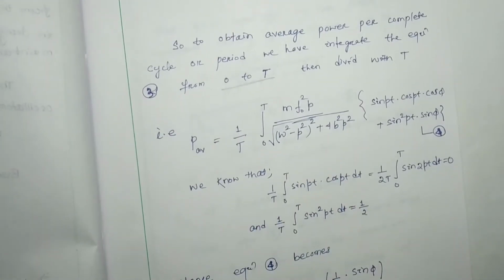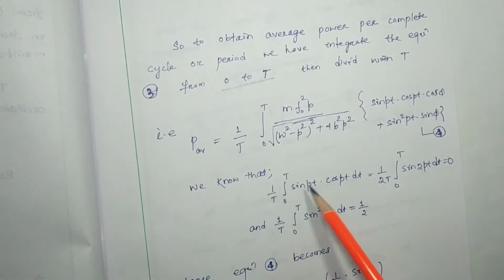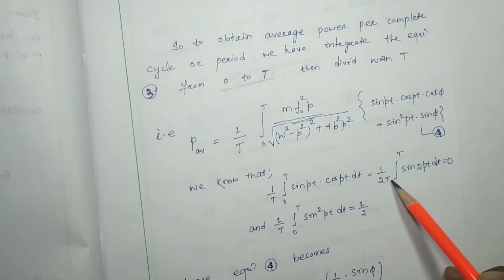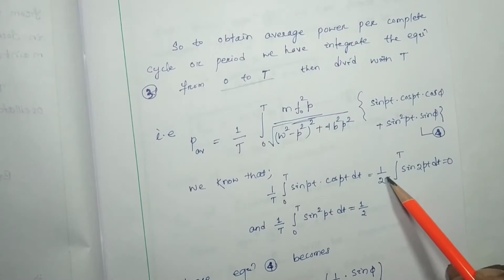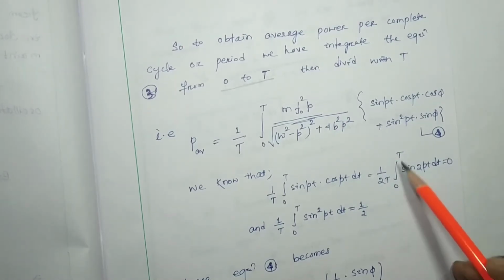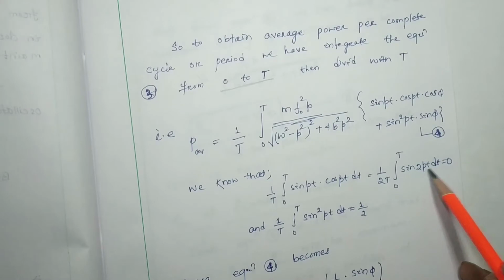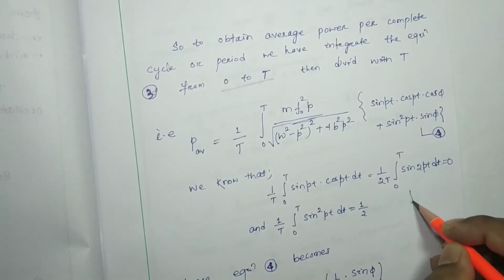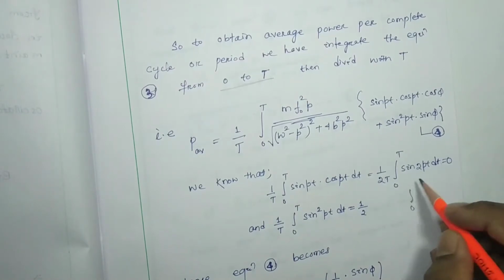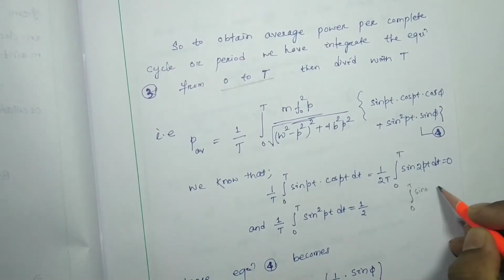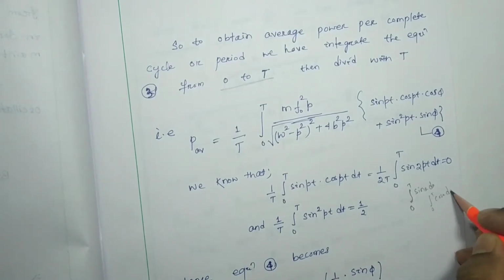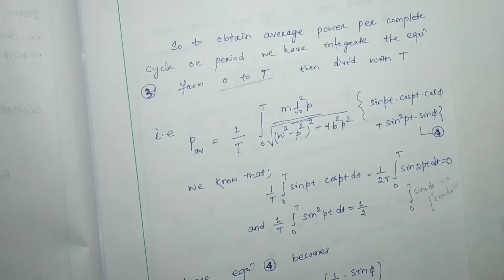We know that 1 by T, 0 to T, sin pt into cos pt dt can be written as 1 by 2T integration of 0 to T sin 2pt dt, which will be equal to 0, because we know that in a period 0 to T, either sin theta d theta or cos theta d theta over a period, this value will be 0, the average value.